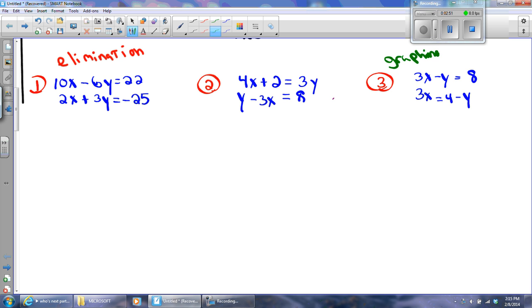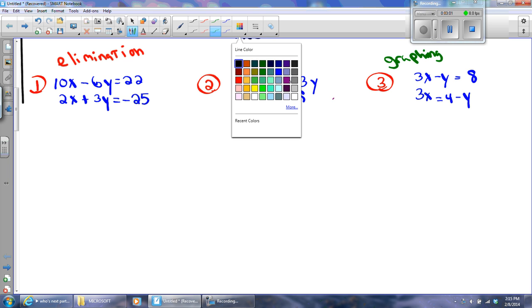Now, again, I'm not solving them just yet. I'm going to look at this one and make sure it's good for substitution. Well, yeah, it'd be pretty easy to get the y alone, wouldn't it? So I think I will go substitution on this one here.